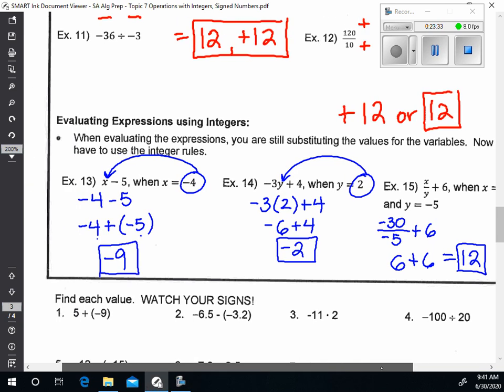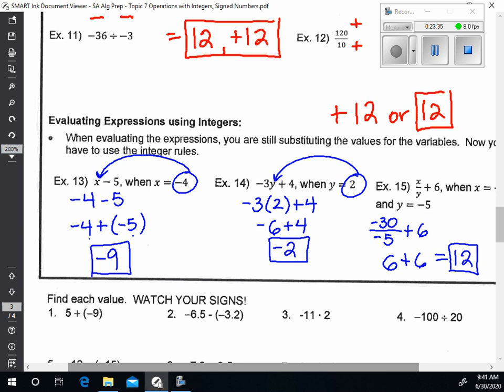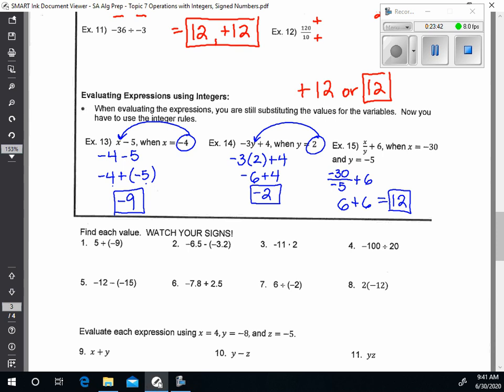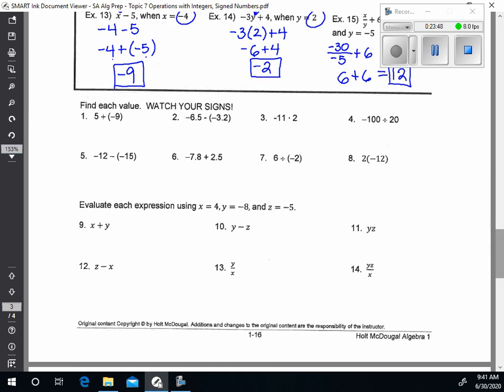So again, when you're evaluating, same rules apply. Plug in the numbers, but then you follow your integer rules. So other than that, just like with earlier, this problem set here is more so for your own individualized practice, which I'll post the answers when I post this notes page for you to see if you did them correctly.